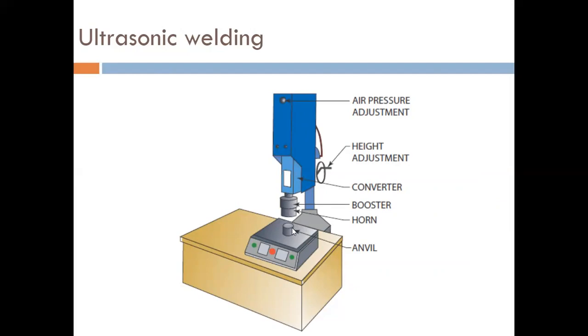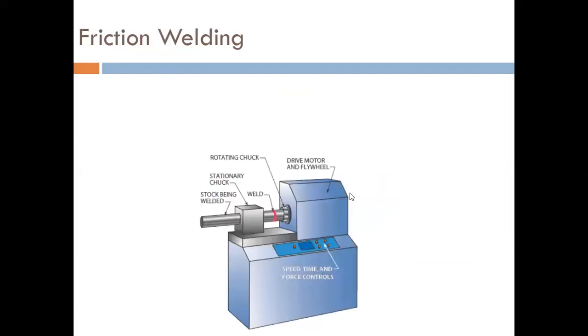So it is an anvil. The part is placed between this horn and anvil and then high frequency vibrations are produced. Due to that vibration the welding of parts can be done.